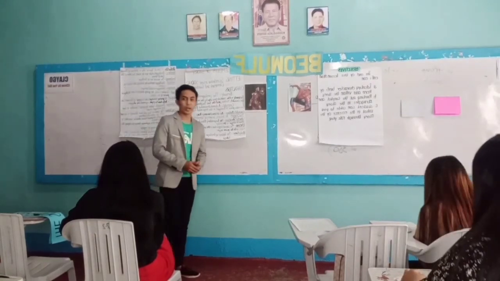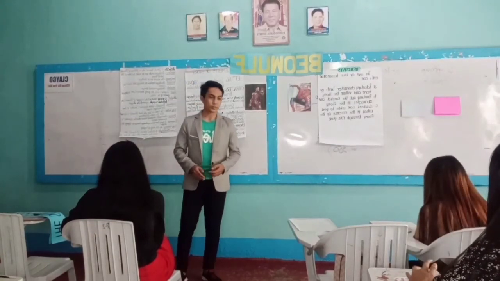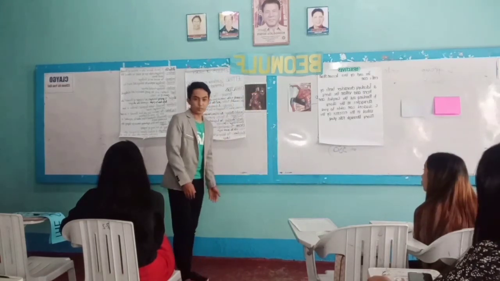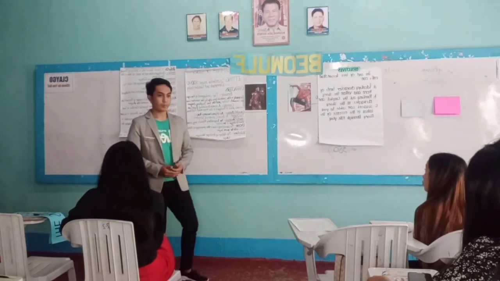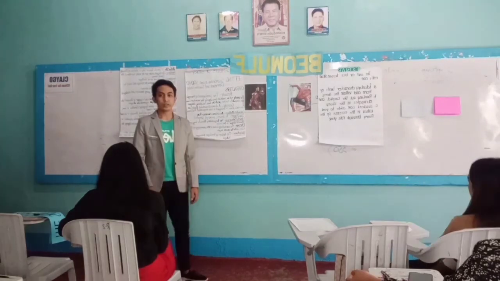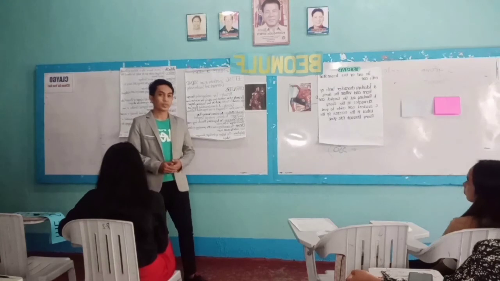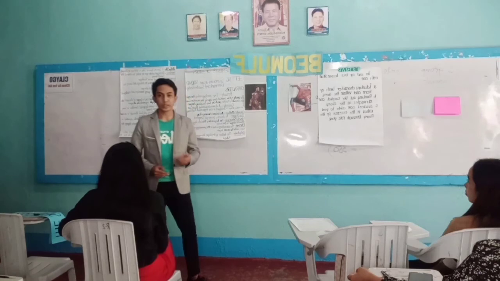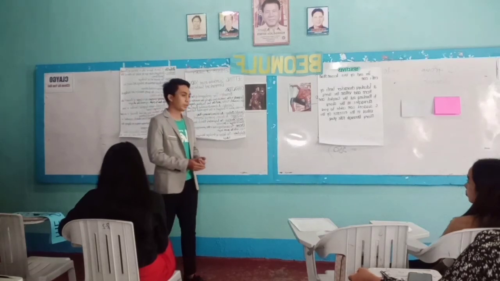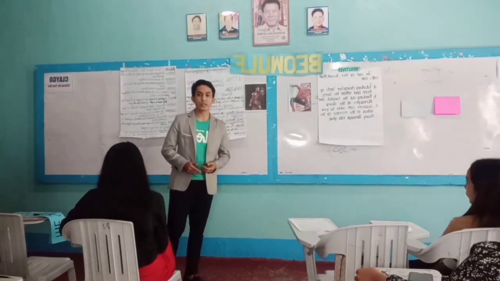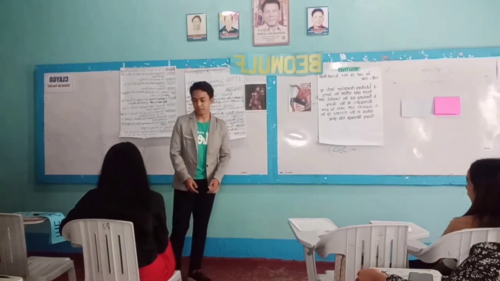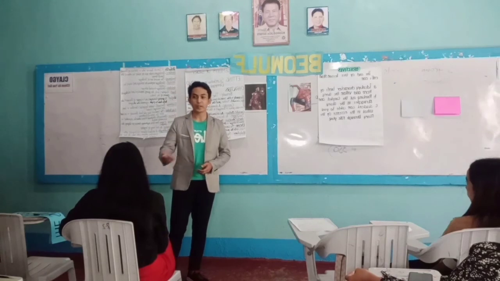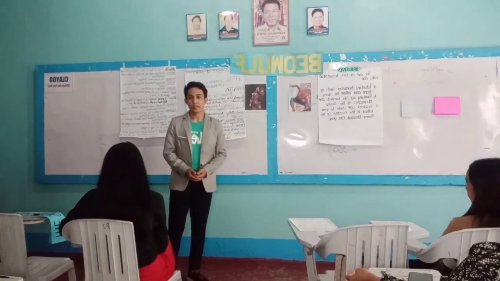This time I will group you into two groups. This is group 1, and this is group 2. What you're going to do is a role play. You will make a situation in which Beowulf kills Grendel, and you will perform this in front. I will give you 5 minutes to prepare, and then you will present.